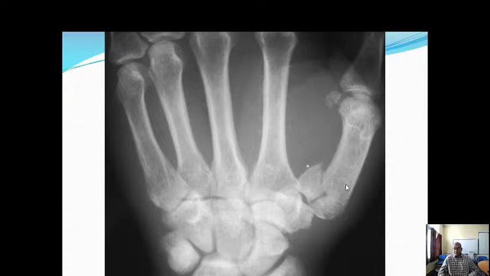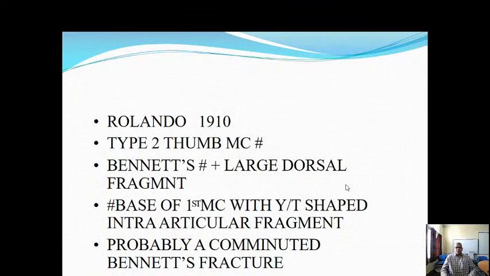Rolando fracture was first described by Rolando in 1910. It's a type 2 thumb metacarpal fracture, a Bennett's fracture with a large dorsal fragment. It's a fracture of the base of the first metacarpal with a Y or T-shaped intra-articular fragment. It's probably a comminuted Bennett's fracture.